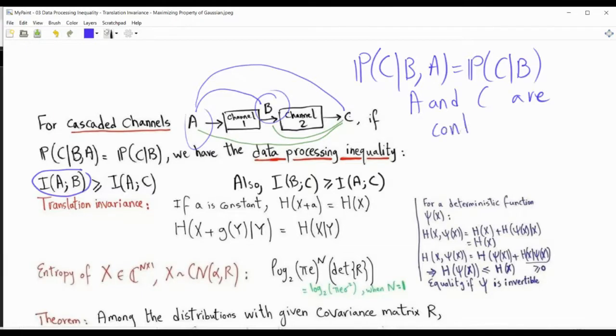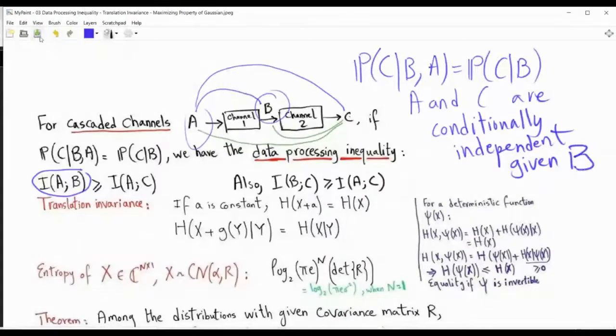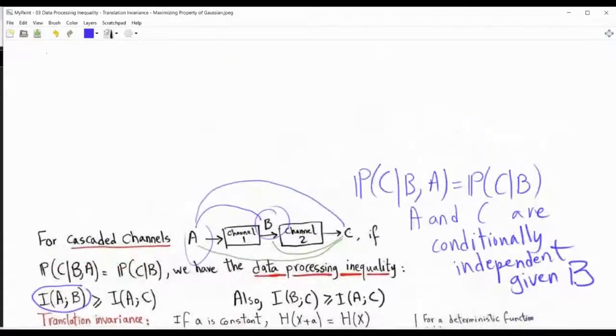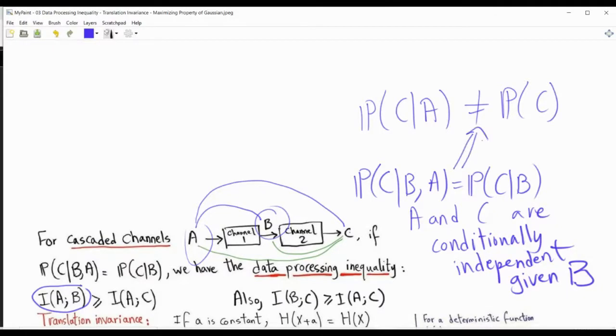They are conditionally independent given B. Okay, you can come up with examples in which this is true, but for example, I(B;C | A) is not equal to I(B;C). So not necessarily true.